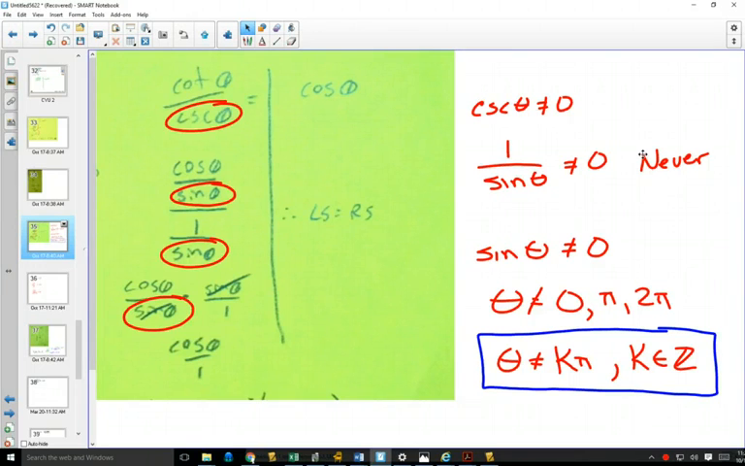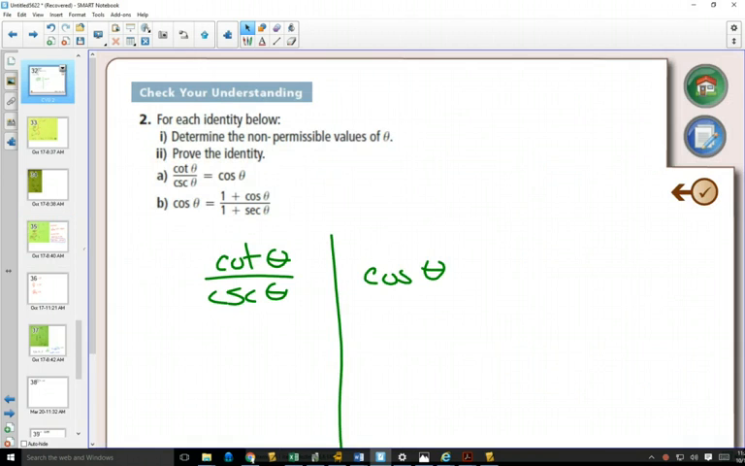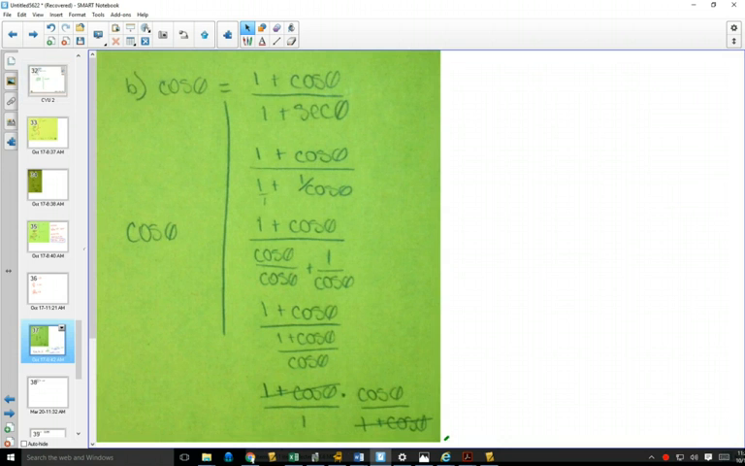Let's look at our second proof. Our second proof here was cos of theta is 1 plus cos of theta, or 1 plus secant of theta. I have a nice proof here done by someone. What I like about this question is that it really stresses the main strategy that we've developed so far. If you can change things to sine and cos and get a single fraction on both sides, almost every time so far you can prove your identity.